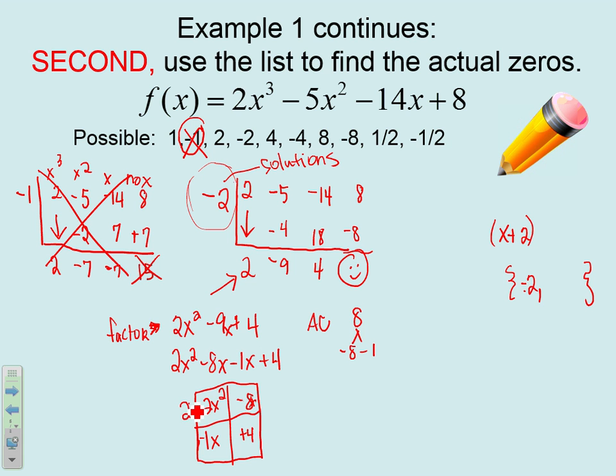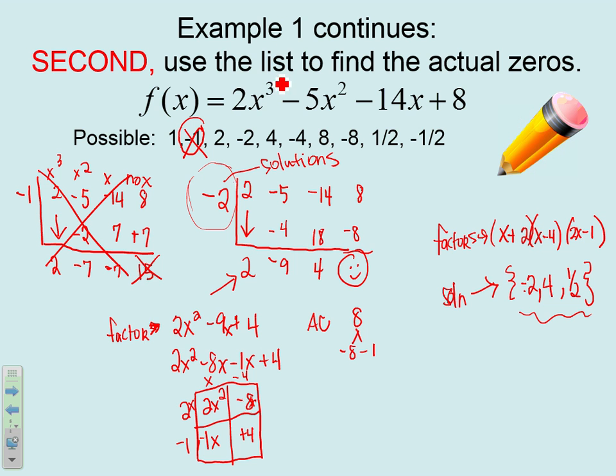It'd be 2x, negative 1, x, and negative 4. So my other two factors are x minus 4 and 2x minus 1. That means my solutions, so those are my factors, and now my solutions are negative 2, 4, and 1/2. When I set each one of those equal to 0, I get my solutions.